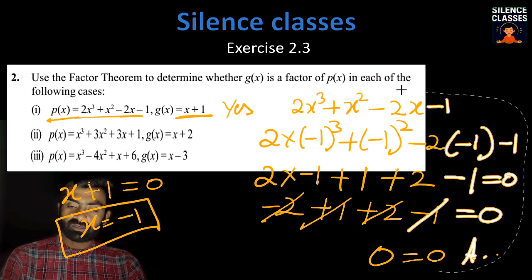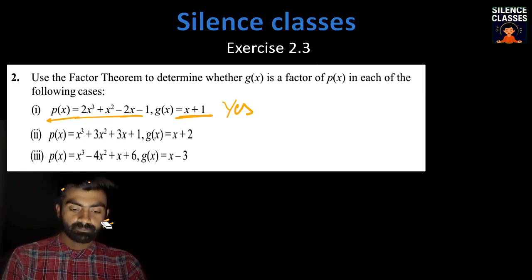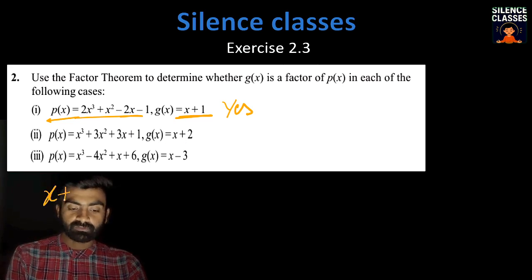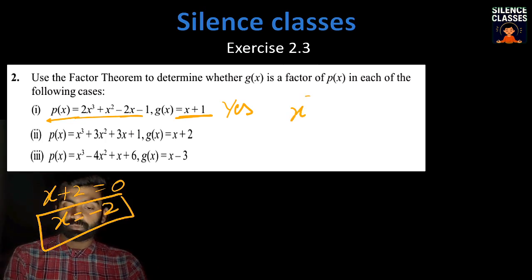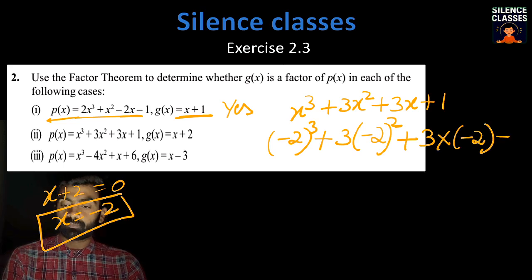Okay, now let's move to the next part. g(x) is x + 2. So we will find out the value of x. x + 2 is equal to 0, so we will get x is equal to minus 2. So in the place of x, what we have to put? Minus 2. So x cube plus 3x square plus 3x plus 1. We will put minus 2 to the power 3, plus 3 multiplied by minus 2 to the power 2, plus 3 multiplied by minus 2, plus 1.